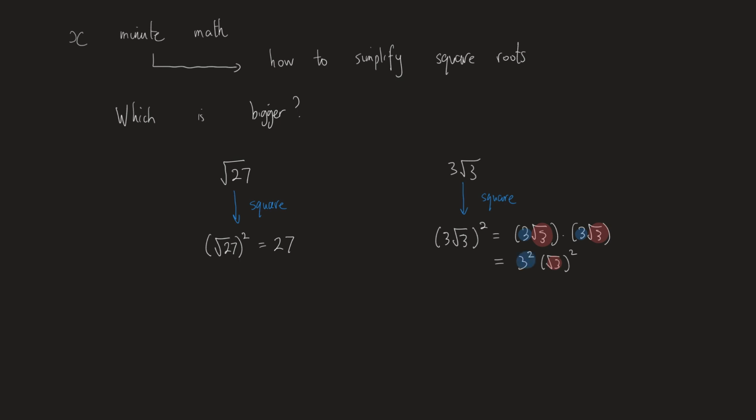So when I do this, well, 3 squared is 9, and root 3 squared is 3. So that gives me 27 too. Okay, so that's when I square both quantities, I get 27. So actually, the trick question was neither is bigger. These quantities are equal to each other.